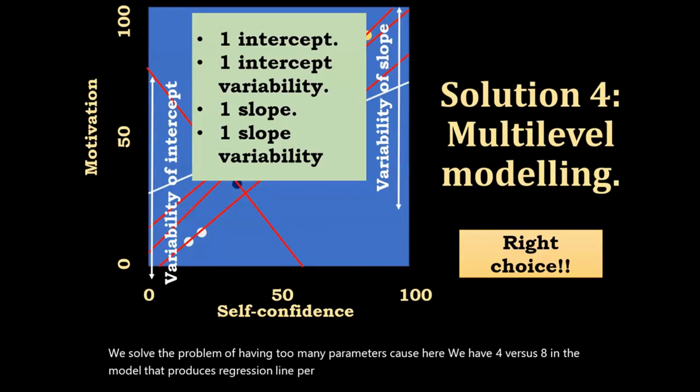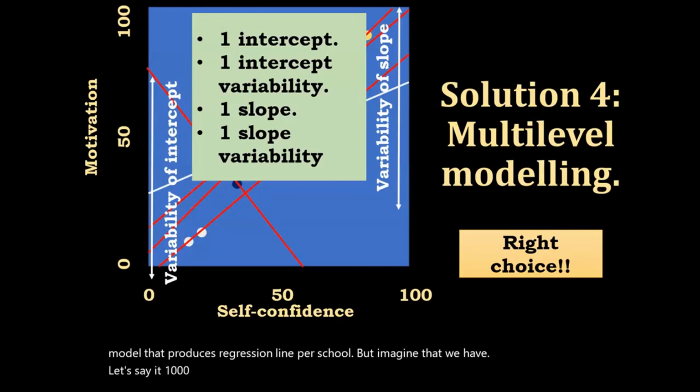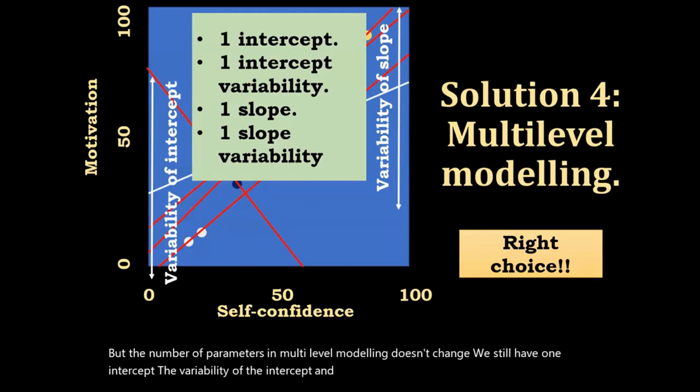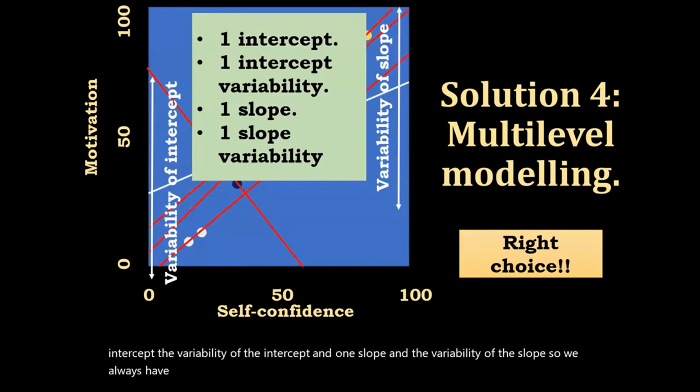But imagine that we have, let's say, 1,000 observations in 50 schools. In that case, we will have 50 intercepts and 50 slopes, so 100 parameters. But the number of parameters in multi-level modeling doesn't change. We still have 1 intercept, the variability of the intercept, and 1 slope and the variability of the slope. So we always have 4 parameters, even though we have many schools or many instances at level 2.